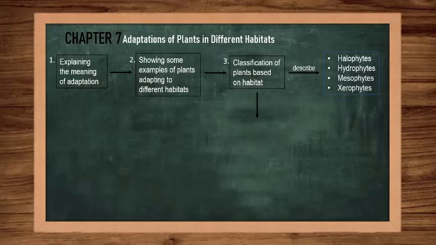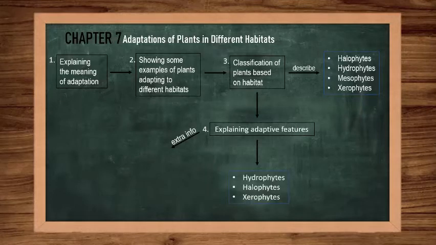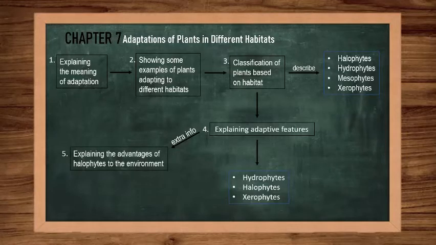After that, I will explain the adaptive features of hydrophytes, halophytes, and xerophytes. As we know, in the Form 4 and 5 KSSM biology textbook, there are only these 4 main points that are elaborated in the textbook, but today I will be adding one more important point, that is the advantages of plants to the environment, but just for halophytes.